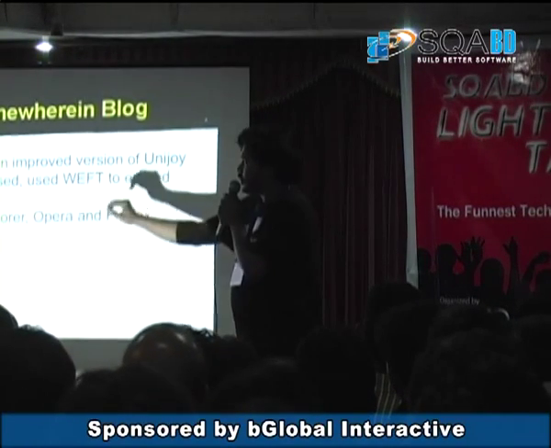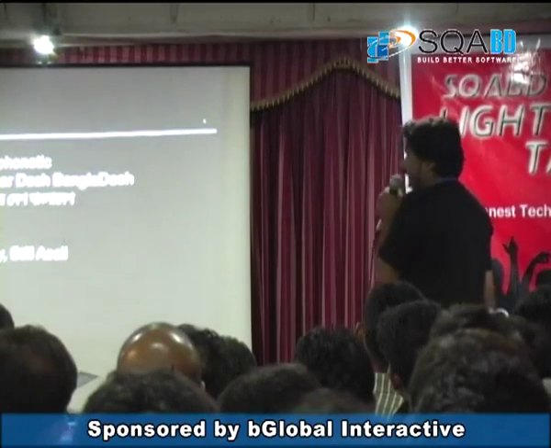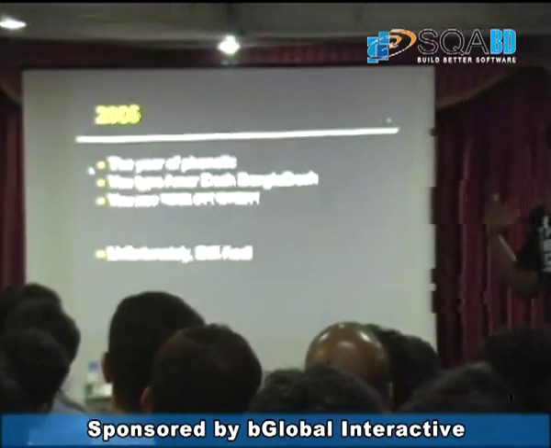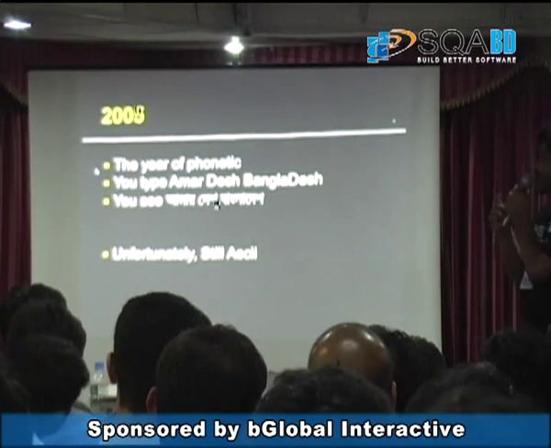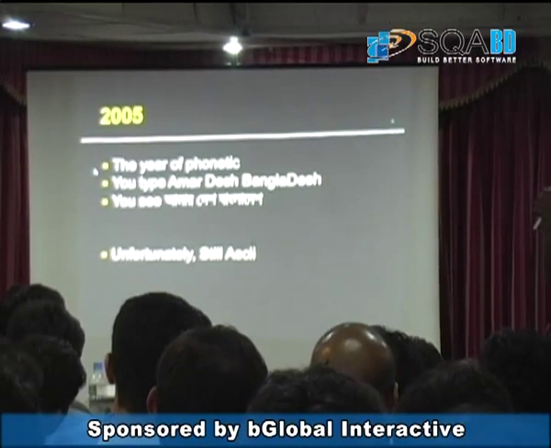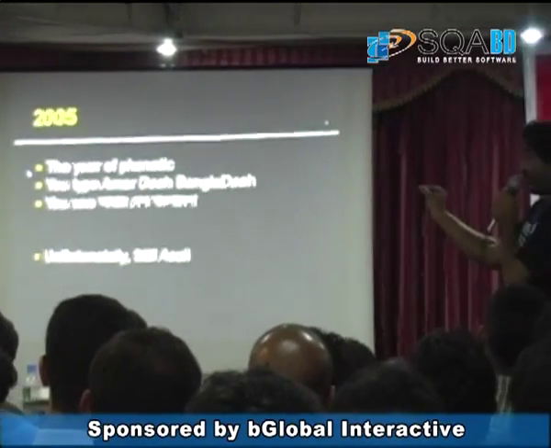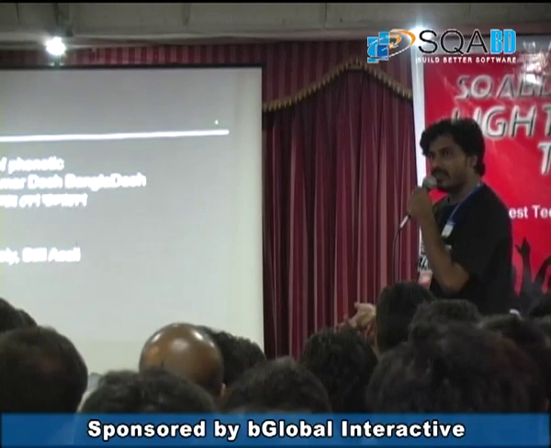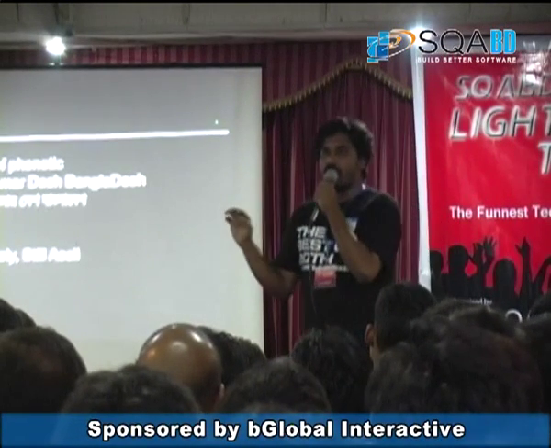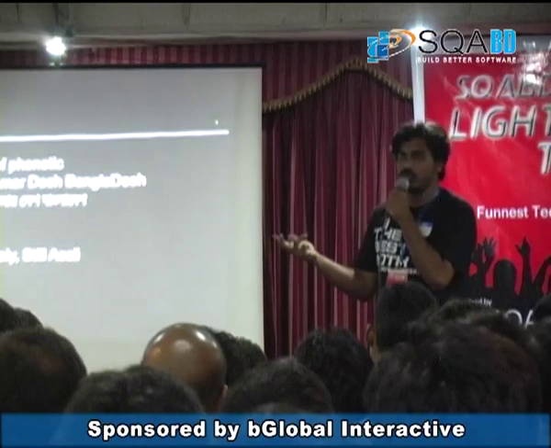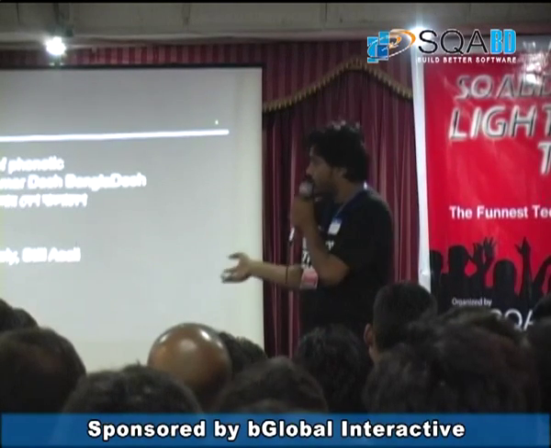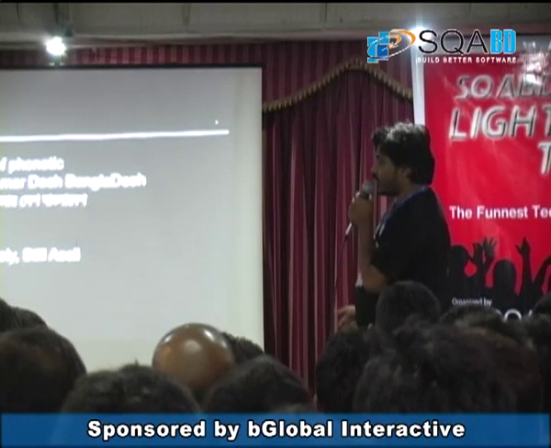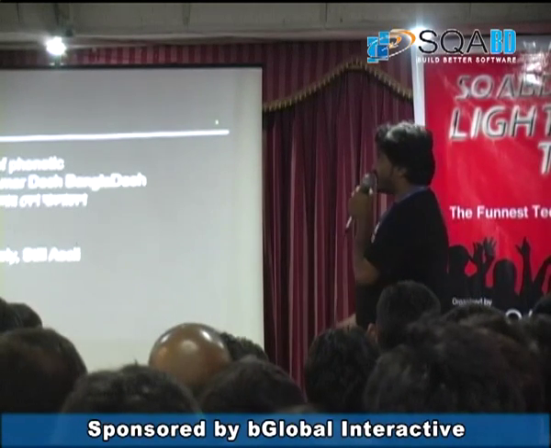So in 2005, we also introduced another very exciting thing, that is phonetic. You type Amar Desh Bangladesh like this, AMARDESH Bangladesh, but you see Bangla exactly the same. A kid can type that, right? He can type Amar Nam Babu, AMARNAM BABU. So anyone can type in phonetic. Anyone can understand this Roman accent. But in 2005, it was still ASCII.